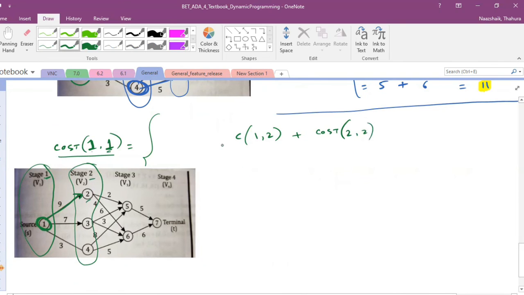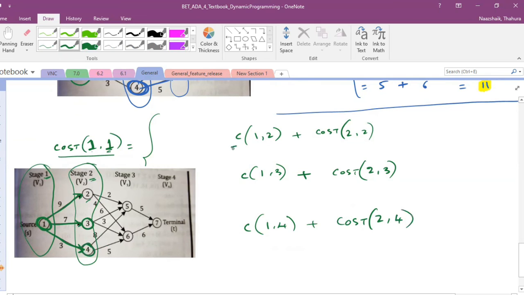Okay, this is choice number 1. I have another choice: cost of going from 1 to 3 direct edge plus cost of going from stage 2 vertex 3. And I have a third choice also here: cost of going from 1 to 4 plus the cost of going from stage 2 vertex number 4. Okay. These are direct costs.